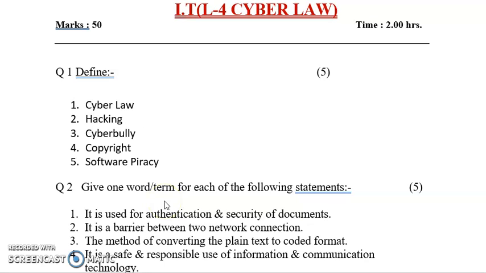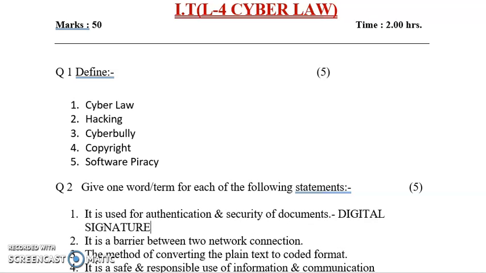Next is question number 2. Give one word for each following statement. Now the first is dash. It is used for authentication of security of documents. So whenever you want security of documents, you require digital signature. So it is basically used nowadays for authentication purpose. So the right answer here will be digital signature.